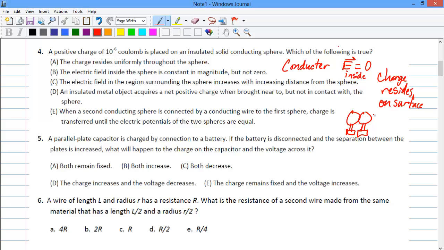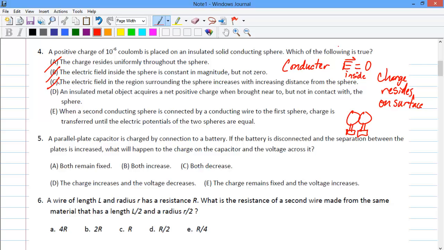So we know A is wrong because a charge does not reside uniformly. The electric field inside the sphere is constant in magnitude but not 0. We just said it's 0. The electric field in the region surrounding the sphere increases with increasing distance from the sphere. The opposite is true. By Coulomb's law, the electric force decreases and so does the electric field.